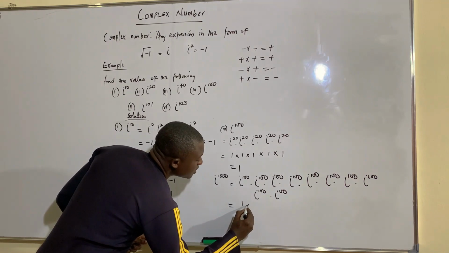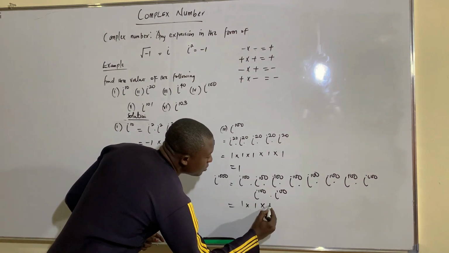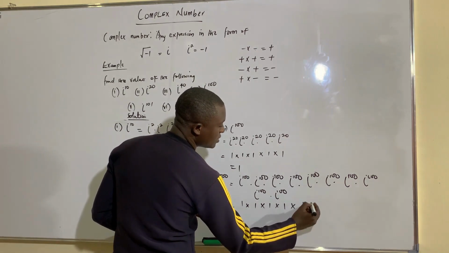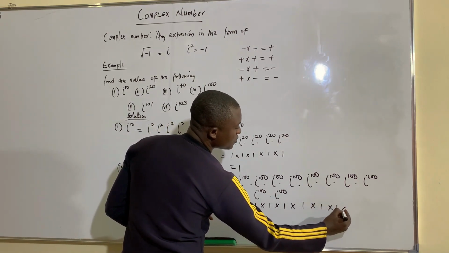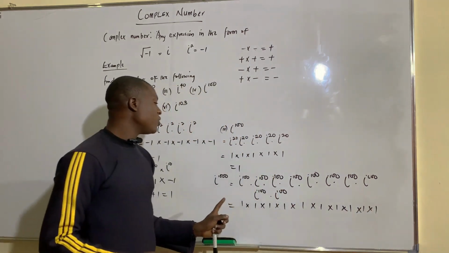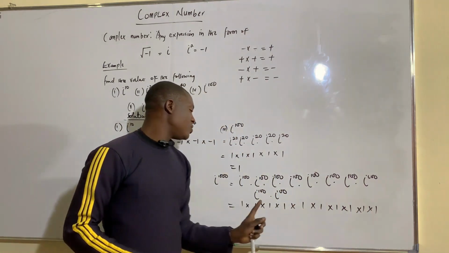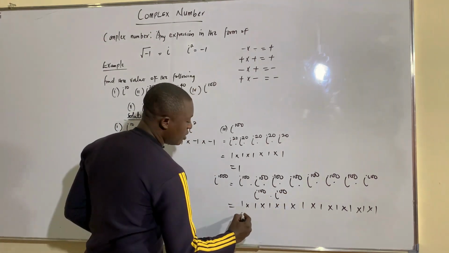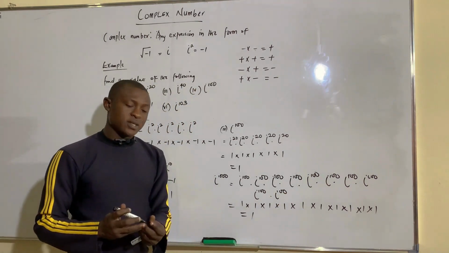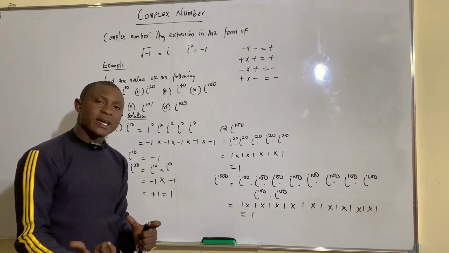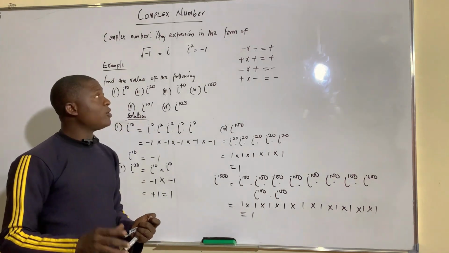So I can just plug them in. That is 1 multiplied by 1 multiplied by 1 multiplied by 1 multiplied by 1, 1 times 1 times 1 times 1 times 1. So if you multiply all these numbers together, they are all going to be equal to 1. In some examples, we will have the result as i or minus i. It depends on the power.